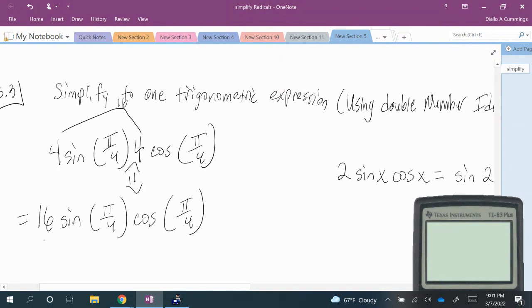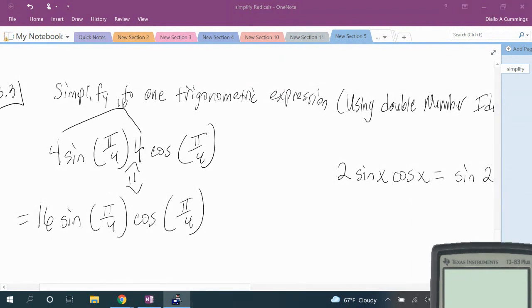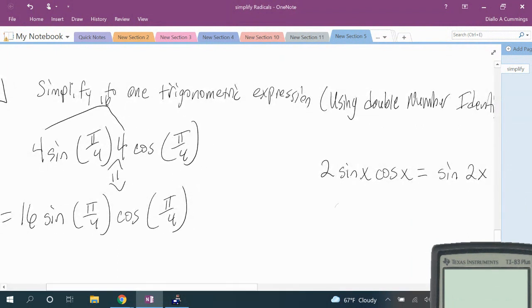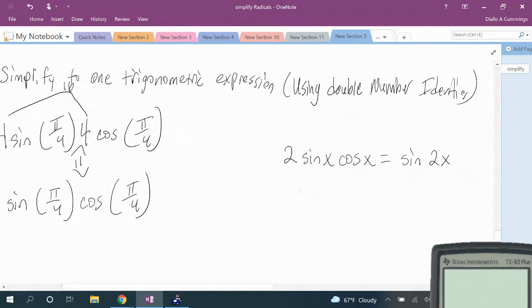So now that I look at it, I have a 16 times the sine of some value times the cosine of the same value. But in my formula, I have 2 times the sine of some angle times the cosine of some angle. So instead of the 2, I need a 16. How could I turn this 2 into a 16? Well, I can multiply by 8. In order to maintain equality, whatever I do to one side, I have to do the same thing to the other side.